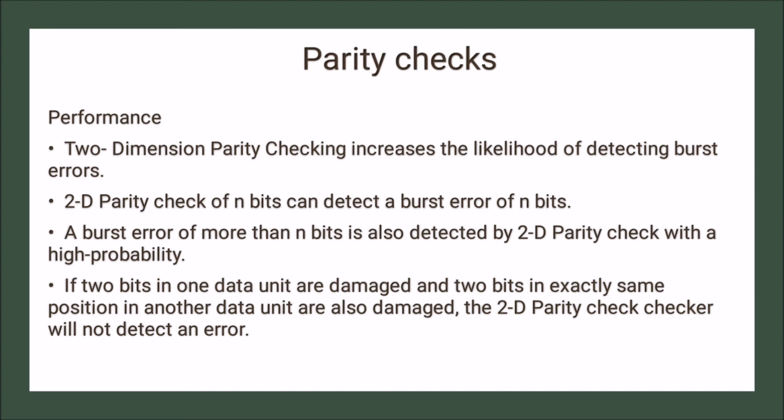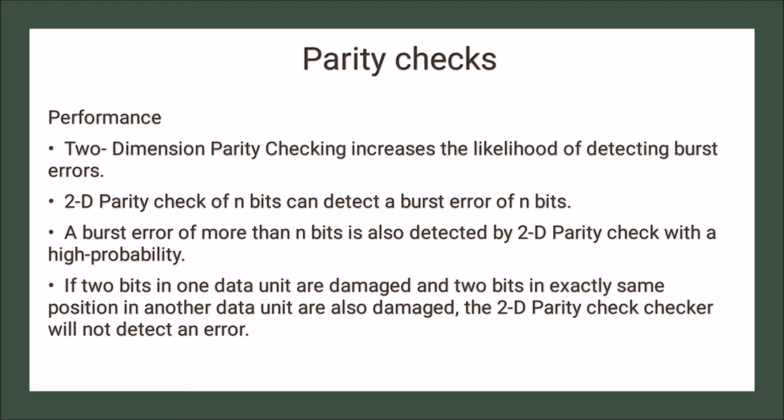Now let us discuss the performance of two-dimensional parity checking. The two-dimensional parity checking increases the likelihood of detecting burst errors. So 2D parity check of n bits can detect a burst error of n bits, or a burst error of more than n bits is also detected by 2D parity check with a high probability.